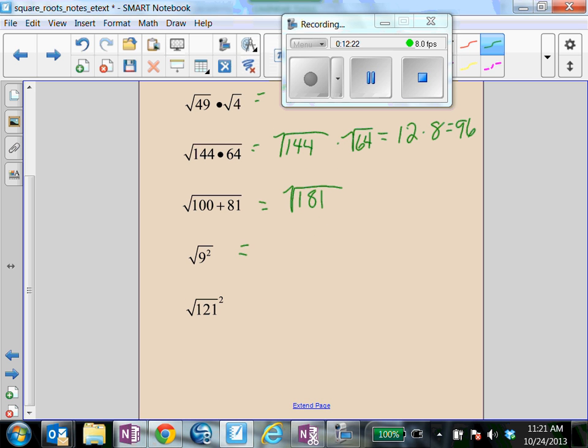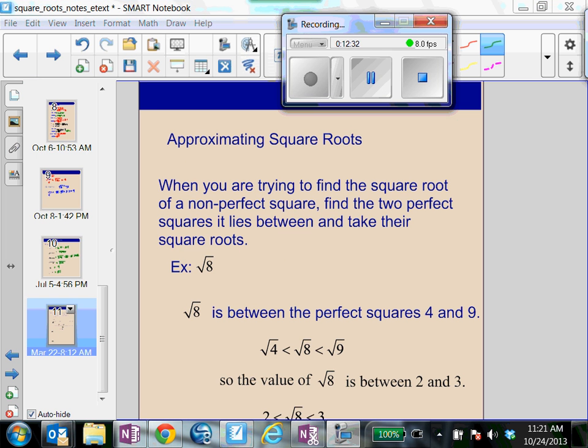The square root of 9 squared is 9, because square roots and squares cancel each other. The square root of 121 squared is 121, because square roots and squares cancel each other.